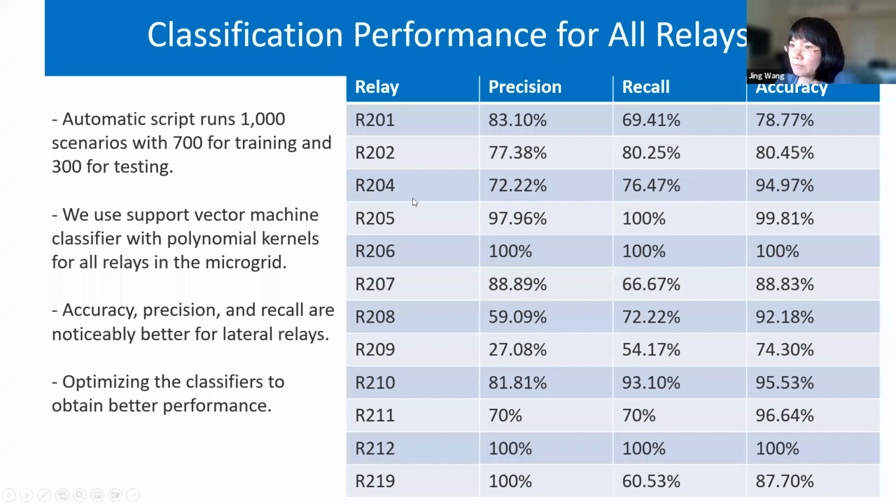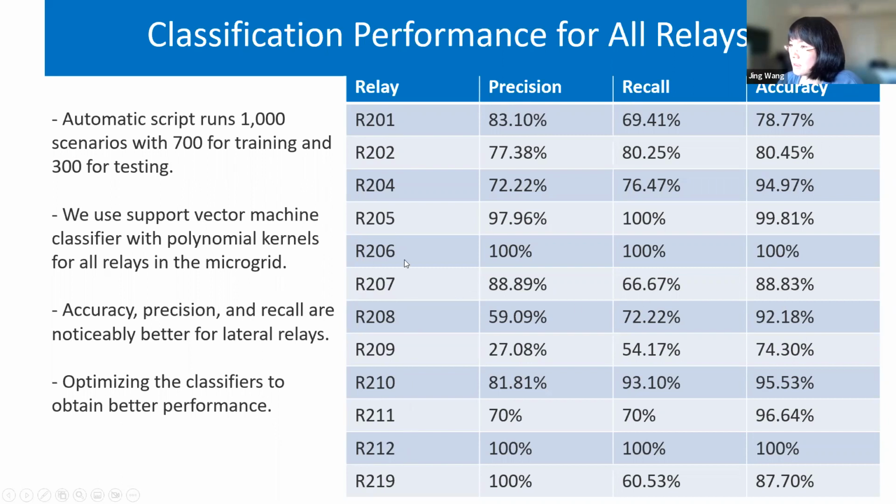For the design, we use an automatic script to run 1,000 scenarios, with 700 scenarios for training and 300 scenarios for testing. Here we use a support vector machine classifier with a polynomial kernel for all relays in the microgrid. You can see the results here from all the relays. We have the precision, recall, and accuracy.